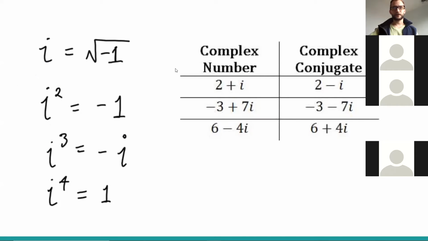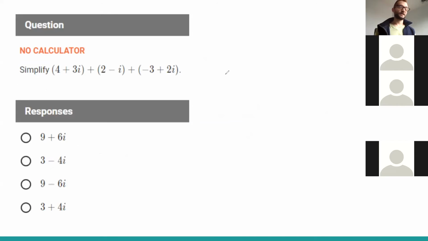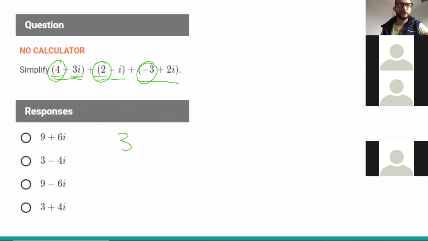So let's take a look at this one. Here's a perfect example of something that you'll see. This problem will be on the test. This is an easy question, but this will be on the test. You've got 4 plus 3i, plus 2 minus i, plus -3 plus 2i. So you combine like terms. 4 plus 2 plus -3. So 4 plus 2 is 6. 6 plus -3 is 3. And then here we have 3i minus i is 2i, plus 2i is 4i. So our answer is just D. You pick that, you move on.